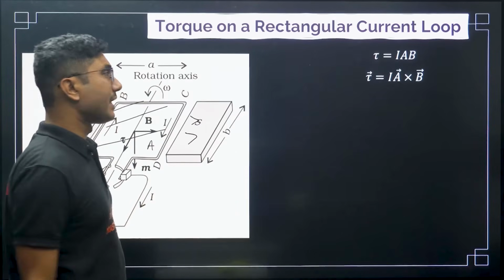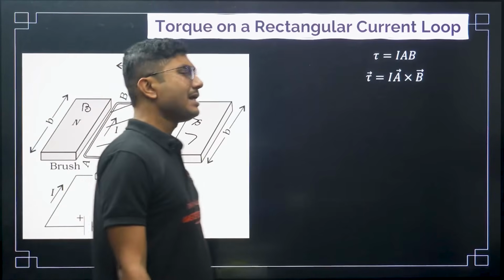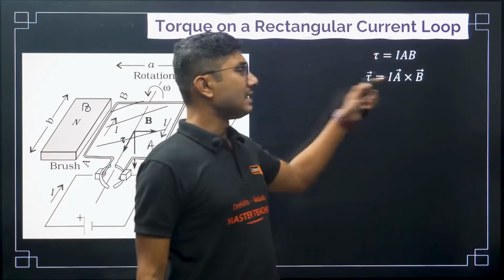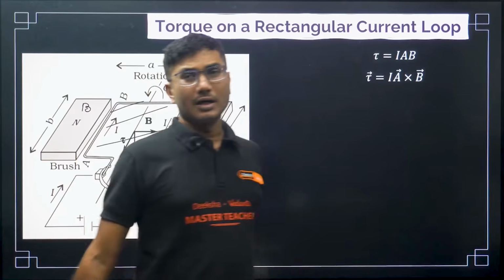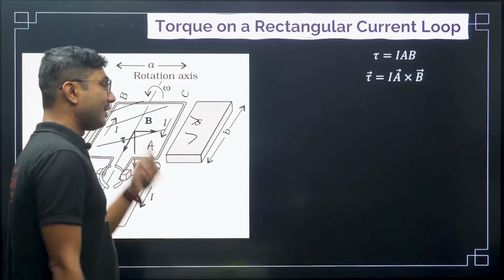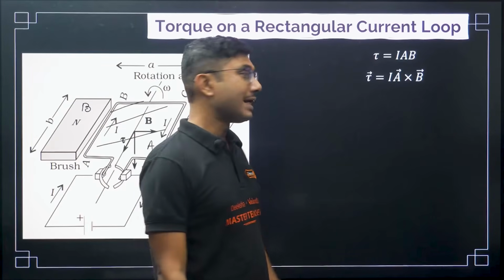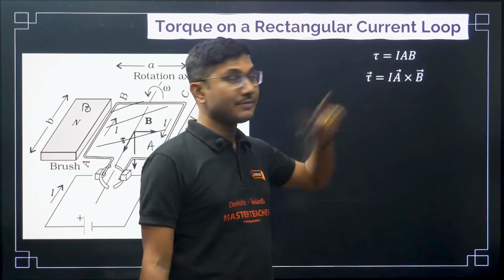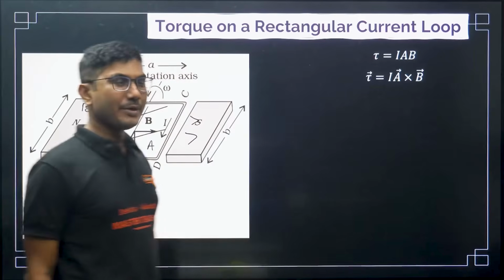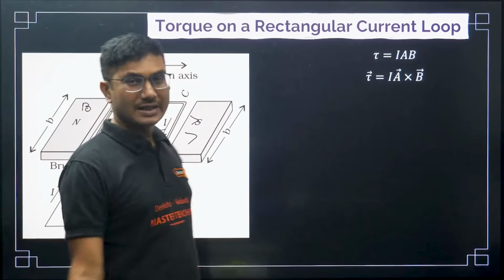Vectorially it can be written as tau equals I A cross B. A is the area vector, B is the magnetic field vector. The maximum value is when A and B are in perpendicular directions, and that is given by this. For any other intermediate position it will be IAB sin theta.